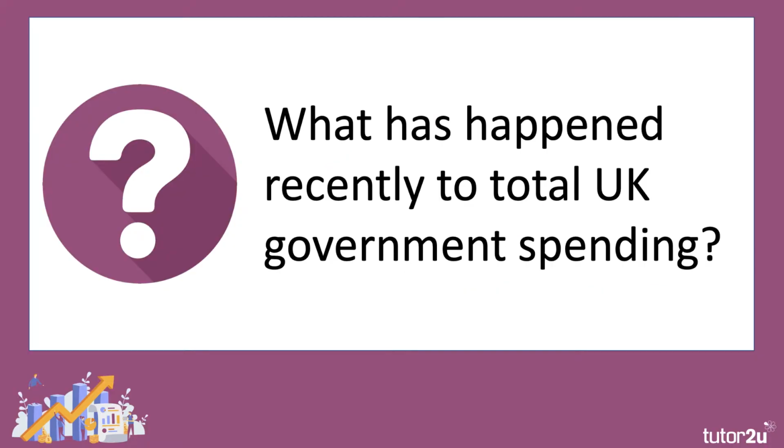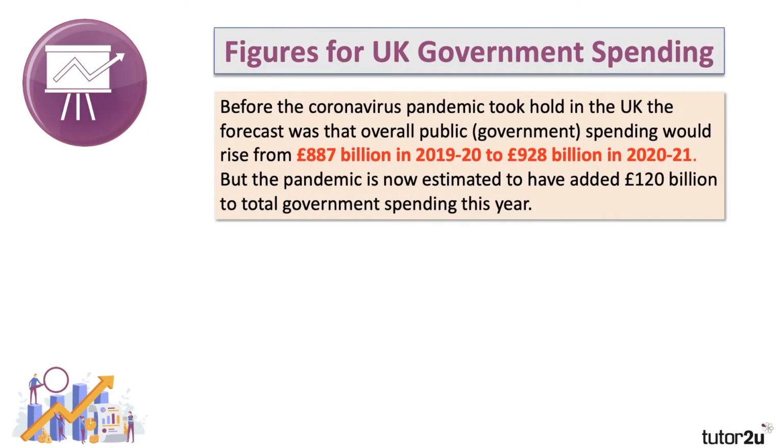What has happened recently to total government spending? Well, if we look at all the spending by the state, including welfare, before the coronavirus pandemic really gripped the UK and many other countries, the forecast was just under a 5% increase in government spending from 2019 to 2020, taking it over £900 billion. Some of that, of course, is welfare. Some of that, of course, is investment. But in total, over £900 billion of government spending.